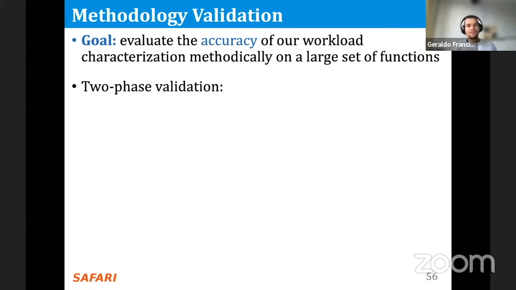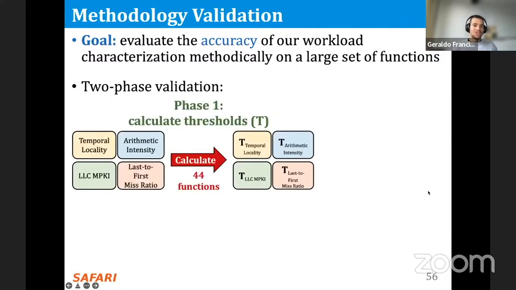Then we perform a two-phase validation to calculate the accuracy of our workload characterization methodology. In phase 1 of our validation, we calculate the threshold values that define the low-high boundaries for each one of those 4 metrics that we use to cluster the initial 4 applications in the 6 memory bottleneck classes. We also include the last-level-cache miss ratio curve slope to indicate when the miss ratio increases, decreases, or stays constant as we scale the number of cores.